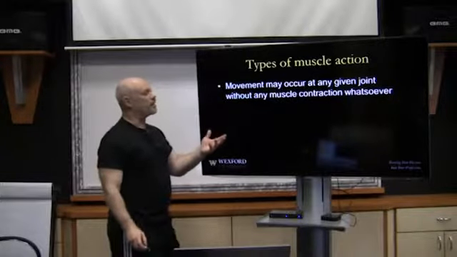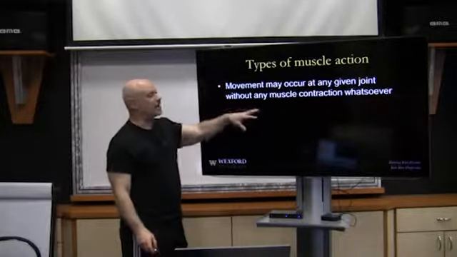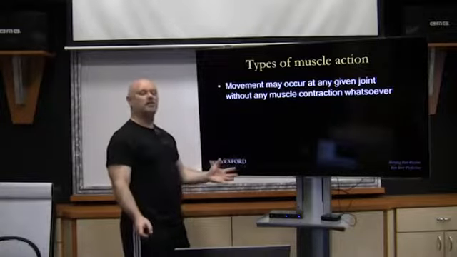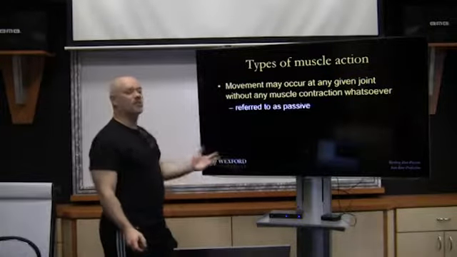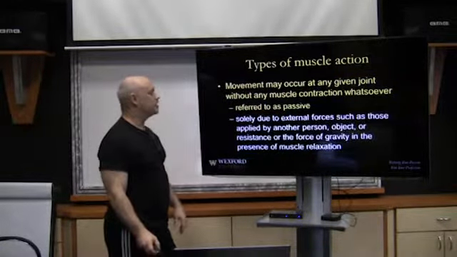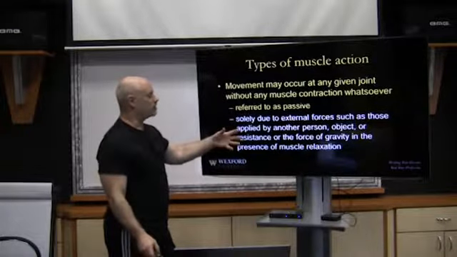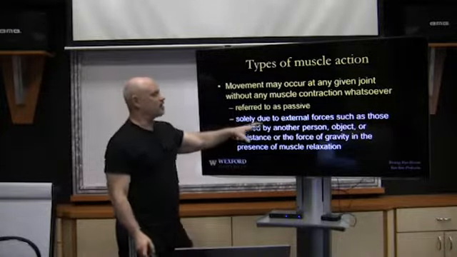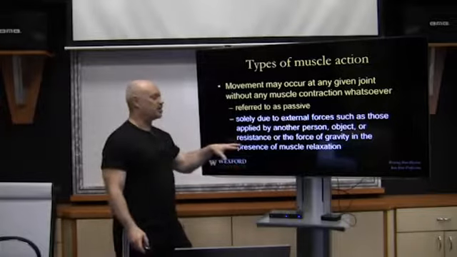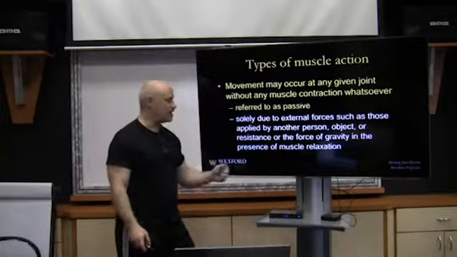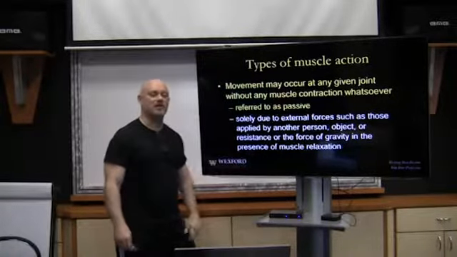Now, the movement may occur at any given joint without any muscle contraction whatsoever. So how does that happen? This is referred to as passive. It's solely due to external forces, such as those applied by another person, object, or resistance, or the force of gravity in the presence of muscle relaxation.